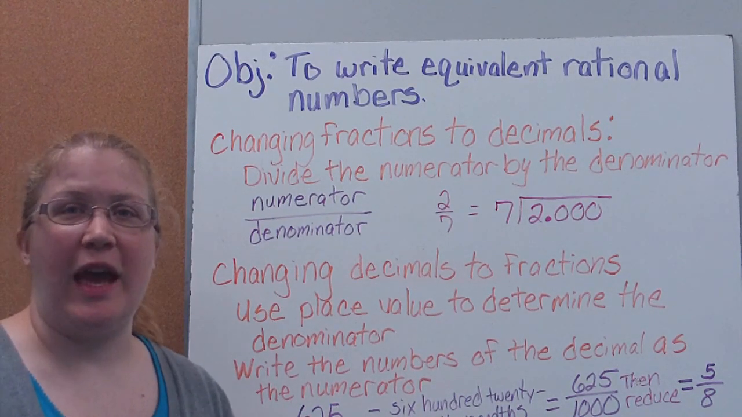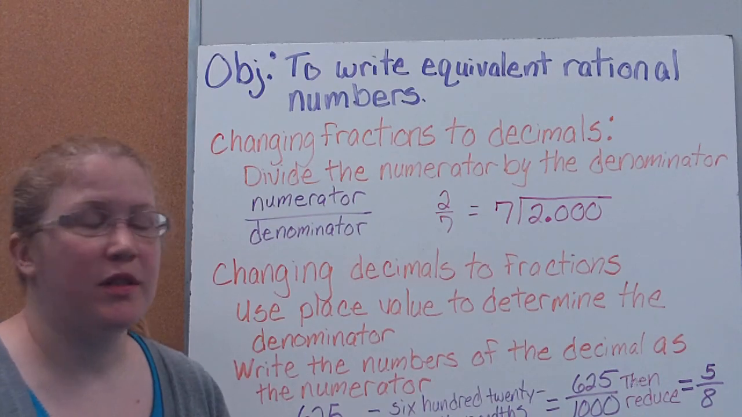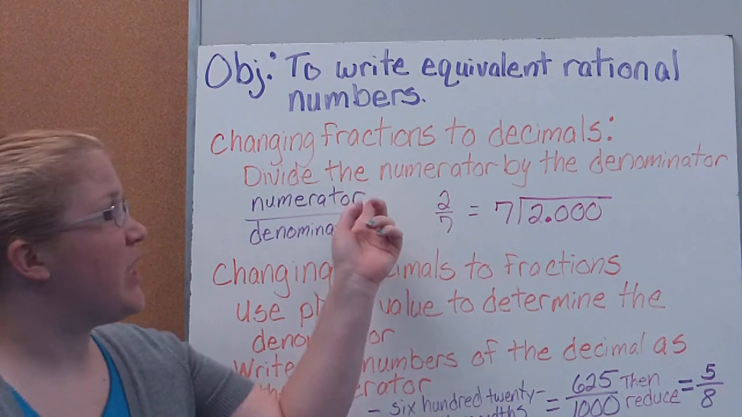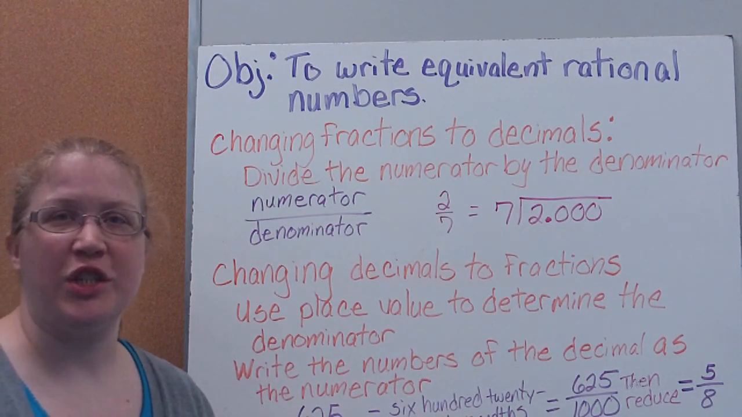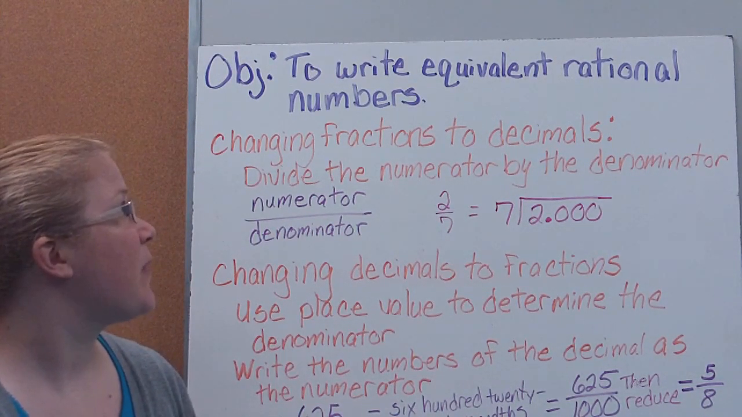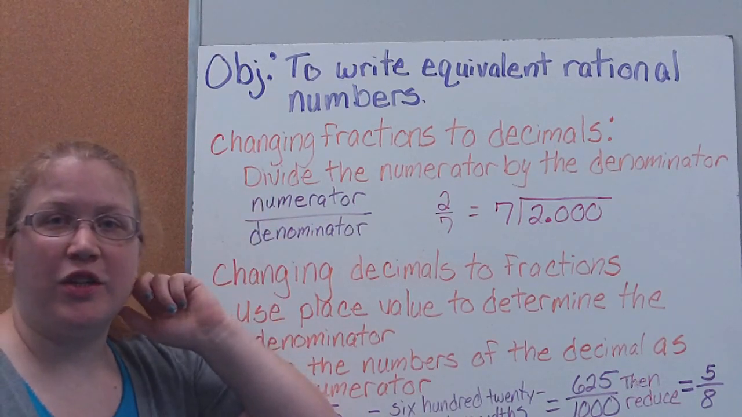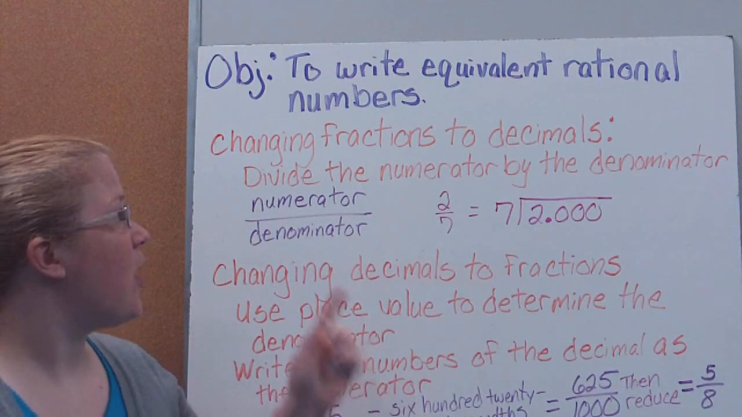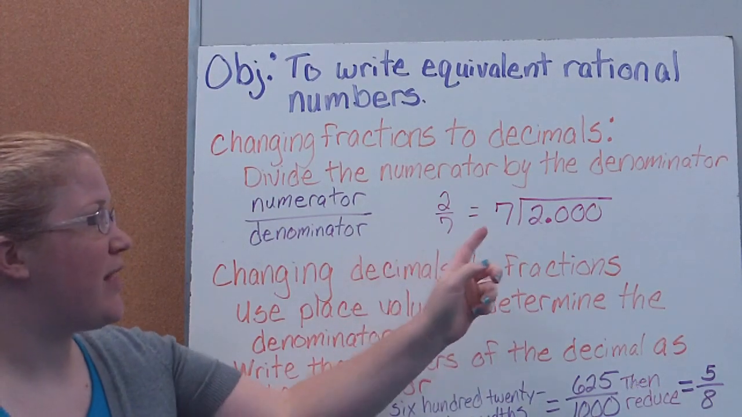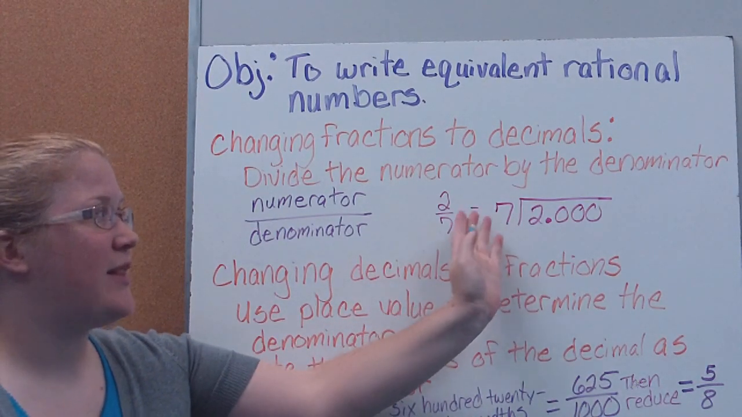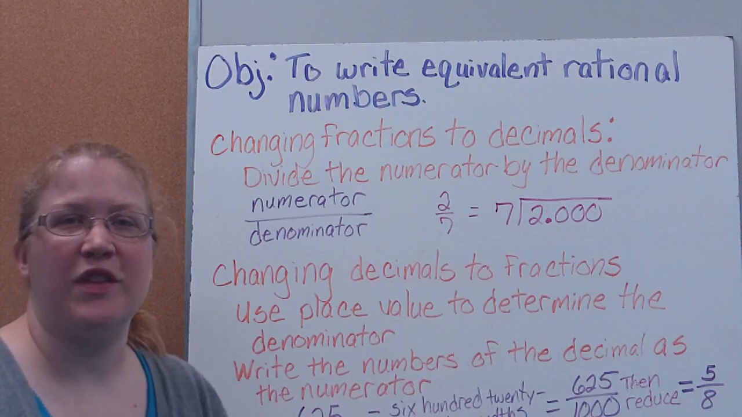Now part of this we looked at in the last video that we did, where we were changing the fractions into the decimals. I'll briefly review that again, and then we'll talk about changing decimals back into fractions as well. So again, just a reminder, to change fractions into decimals, all I do is I take the numerator, I divide it by the denominator. So if I have a 2 over 7, I take the 2, I divide it by 7, I can write it out like this, do my division, and get my answer.